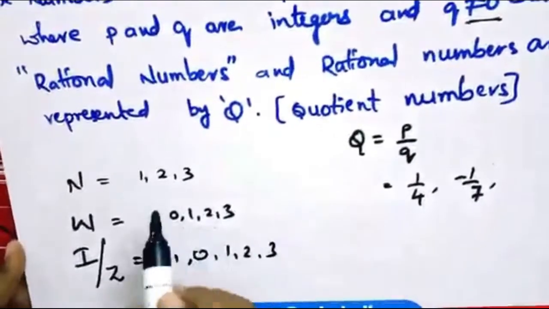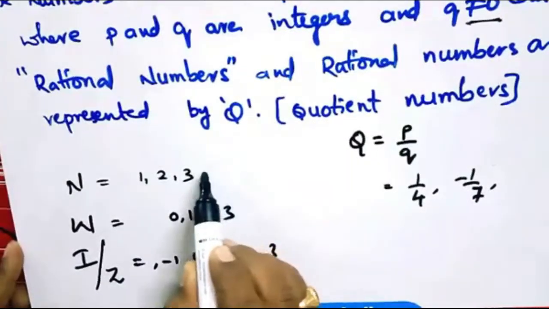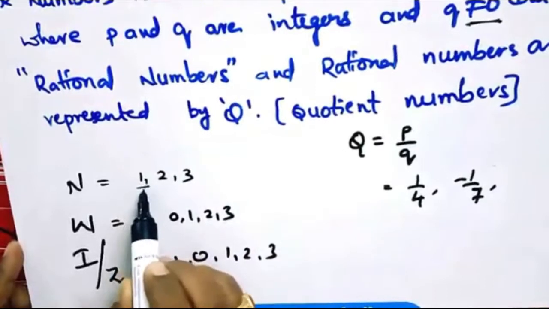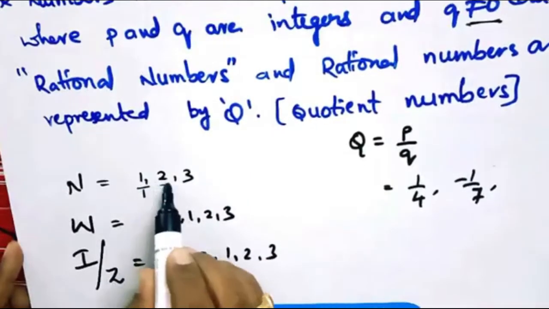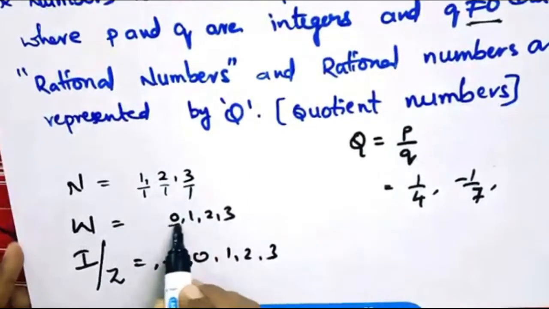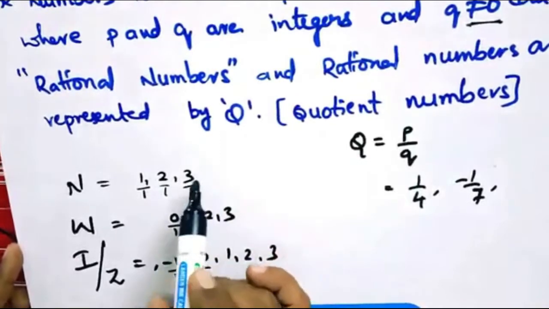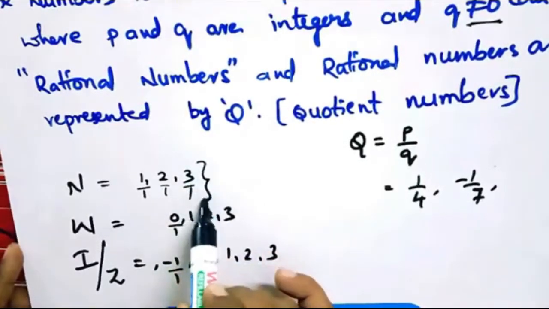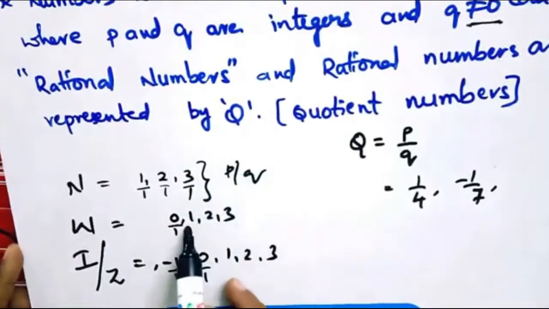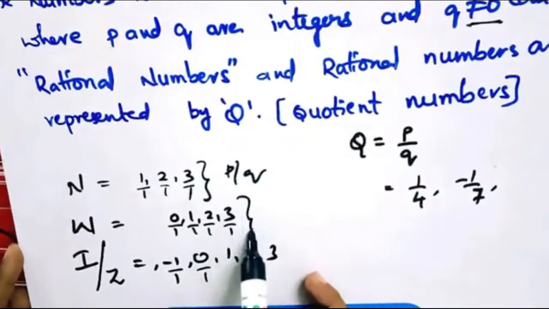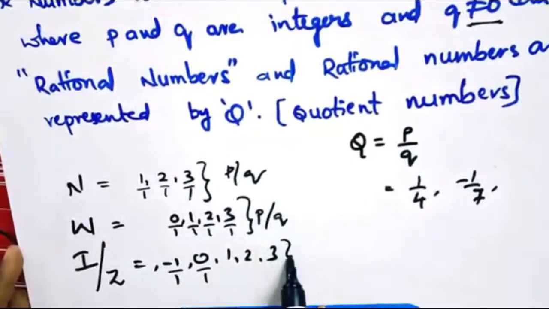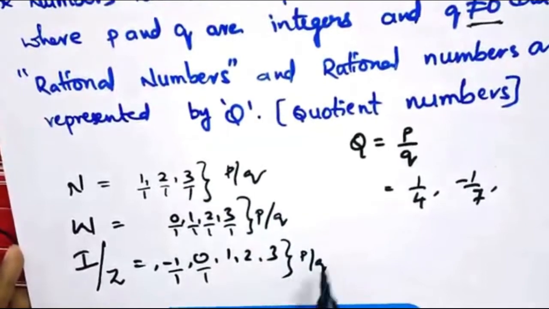Now here we can see this 1 we can write as 1 by 1, and 2 by 1, 3 by 1. 0 also we can write as 0 by 1, and negative numbers also we can write, minus 1 by 1, 0 by 1, 1 by 1. So look here, these all are in the form of p by q. So if I'm taking the denominator 1, this is also in the form of p by q, and if I'm taking the integers, they are also in the form of p by q.